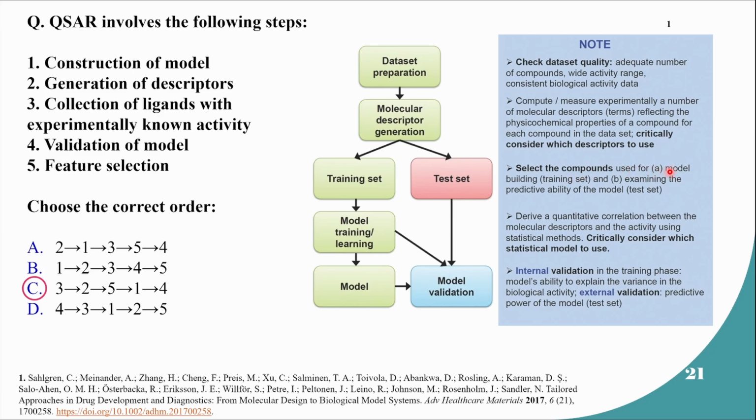Then, of course, you have to build the training set, and then to examine the predictive ability of the model, you have to also build a test set. Then after that, you will derive the quantitative correlation using some statistical methods. And then also in that process, you have to consider which statistical model you want to use. And then internal validation in the training phase and external validation of the predictive power of the model for the test set need to be done. So while constructing the model, the first step is collecting the activity data for already basically reported ligands, right?